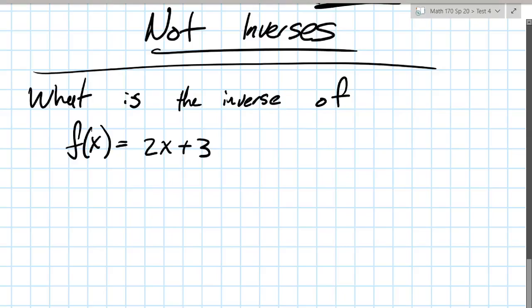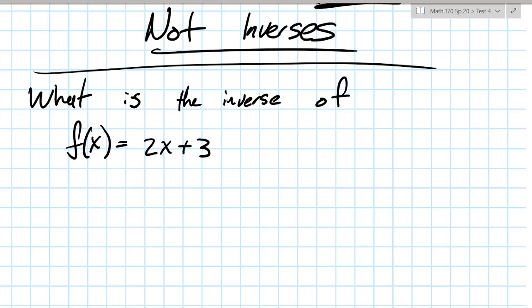So that last one, it looked pretty close to being inverses, but not quite. So instead of having to be given two functions and determine whether or not they are inverses, what if we could just determine what the inverse was?